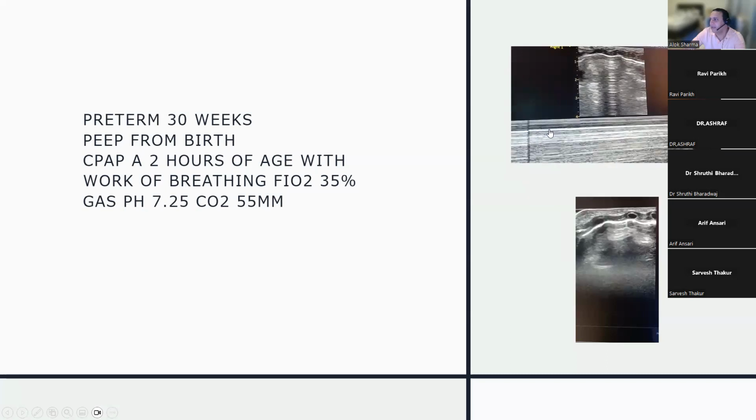So just over here, this is a classical barcode sign. This is the A profile. It's R1 anteriorly. There is sliding there, and I can see a lung point with a very small anterior pneumothorax. Now, would you like to give this baby surfactant? What about the other sectors?